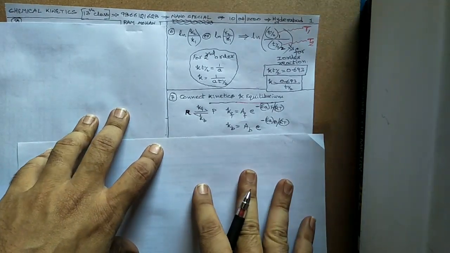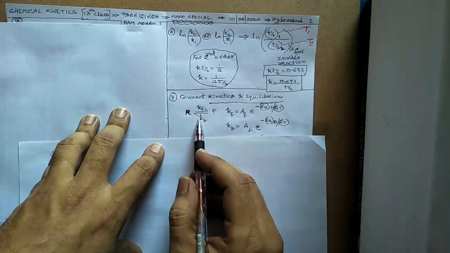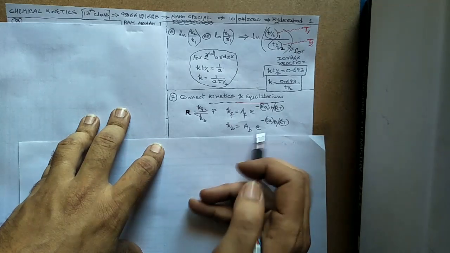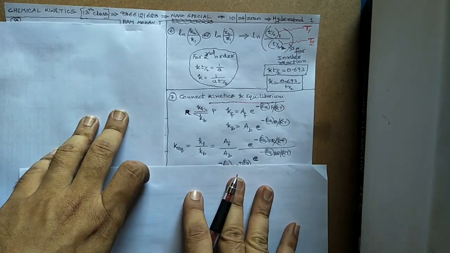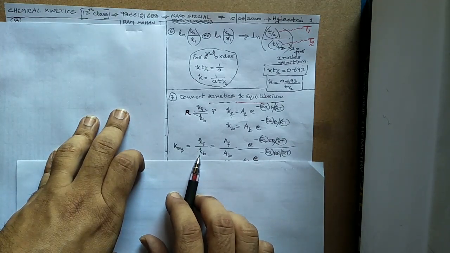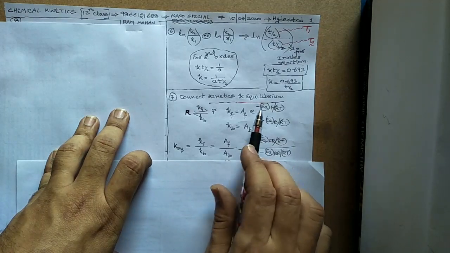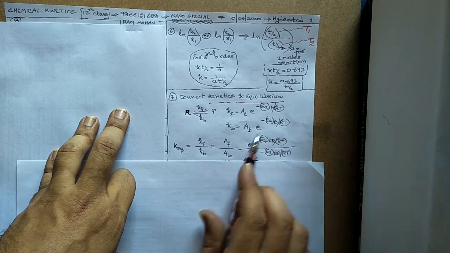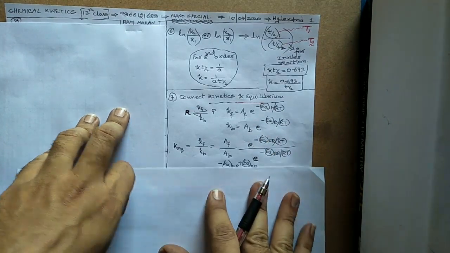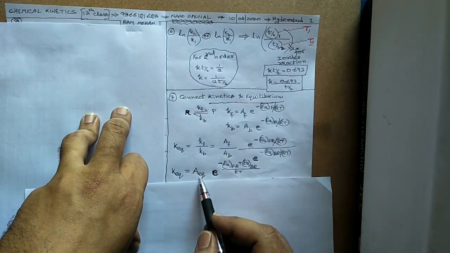Next, let's talk about how you write the equilibrium constant for this particular reversible reaction. K equilibrium is equal to Kf by Kb. So Kf by Kb, and then I can rearrange that. So that's what we get. K equilibrium is equal to Kf by Kb is equal to Af by Ab into e power minus Ea of the forward reaction by RT divided by e power minus Ea of the backward reaction by RT. When we take the exponential part to the numerator, I took Af by Ab as A equilibrium.